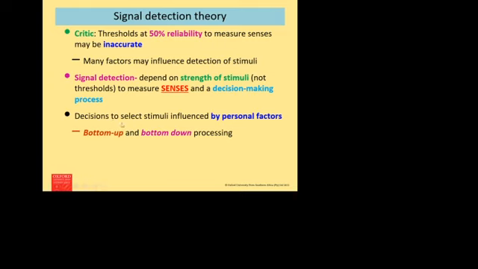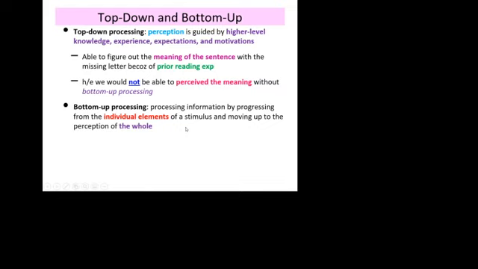And there's another theory regarding the decision to select stimuli. Sometimes our decision to select the stimuli is also based on personal factors. So the textbook comes up with two types of processing, bottom-up and top-down processing. Top-down processing is our perception guided by our knowledge, our experience, our expectations, and our motivations.